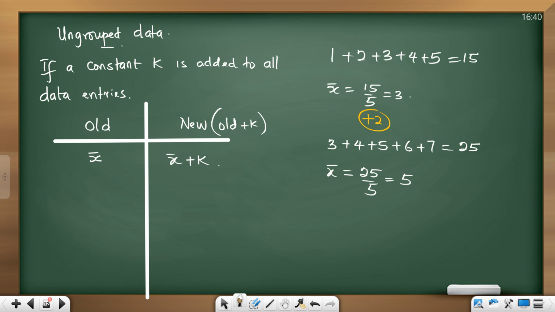So you need to recap. My old mean was 3, and I added 2 to all the values. I can simply add 2 to the mean to give me my new mean. Done. That's why we said the old mean is x bar, the new mean is x bar plus k. Same thing will happen to Q1, Q2, and Q3. They will all change. Q1 plus k, Q2 plus k, and Q3 plus k.